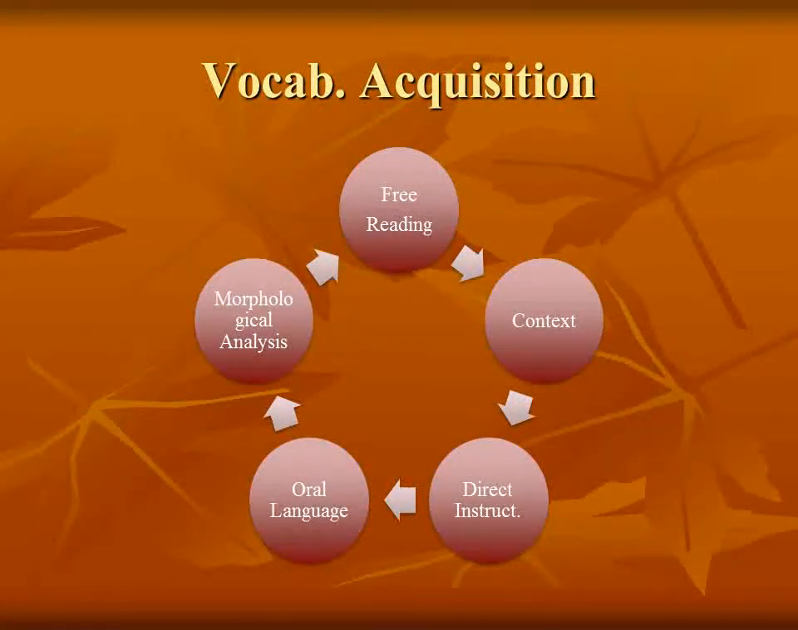So, in summary, there are 5 ways that your students acquire vocabulary: free reading, context, direct instruction, oral language, and morphological analysis. As I mentioned before, when we meet face-to-face, we'll complete an activity they call a pie chart activity. This will require you to use some of the knowledge that you gained about vocabulary acquisition through this narrated PowerPoint.